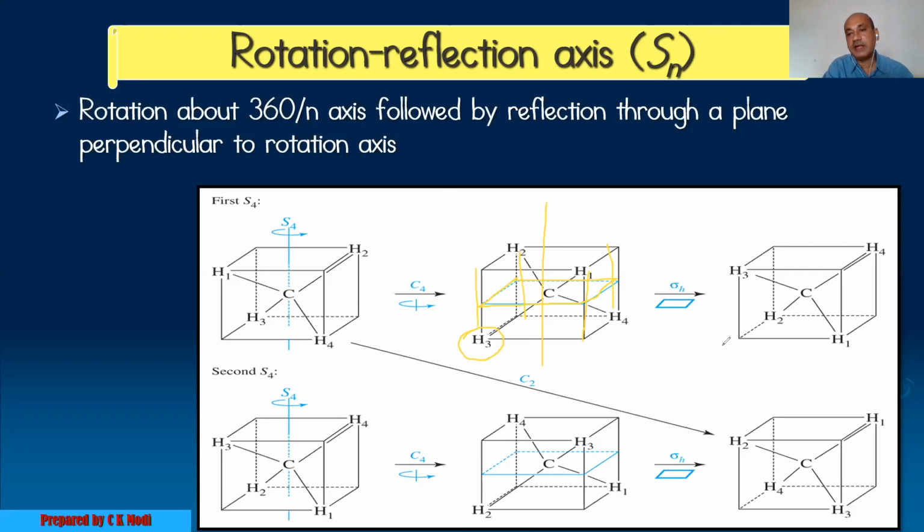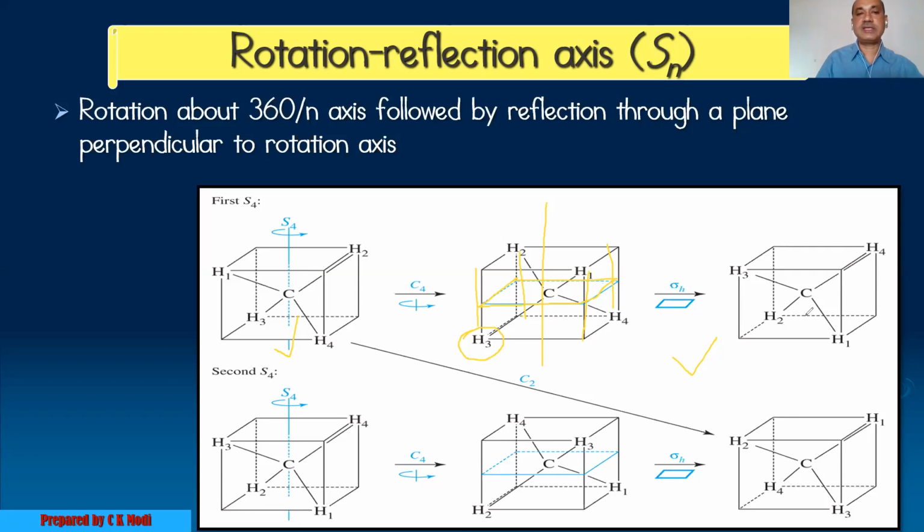So look at this structure. Now the final structure, compare it with the original structure. Previously instead of H3, here H1 is there. Instead of H4, here in the original structure H2 is present. Here H2, in the original structure H3 is present. And here H4, here H4 is there. Now it becomes H1. So this structure is equivalent to this structure. Therefore, we can say that after performing rotation followed by reflection through a plane perpendicular to that rotation axis, we get a new structure which is equivalent to the original structure. Therefore, this is a rotation reflection axis.